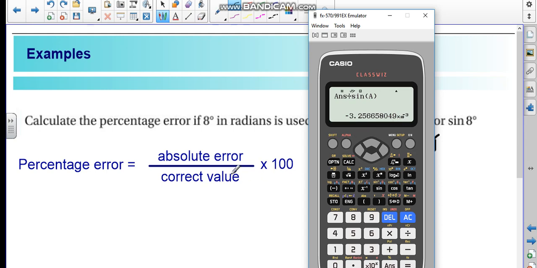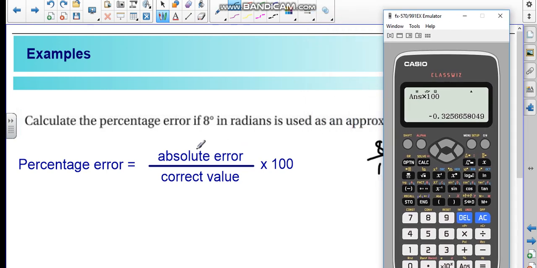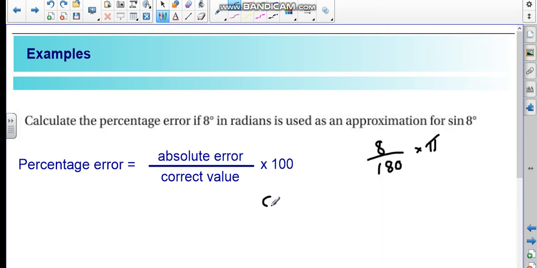Now that's the absolute error over the correct value. If I want it as a percentage, I need to multiply it by 100. And we get minus 0.325. Now it's minus because I did the smaller value take away the bigger value, and we're actually just interested in the actual error, not which one's bigger. So the percentage error, we're going to ignore the minus, is actually 0.325%.